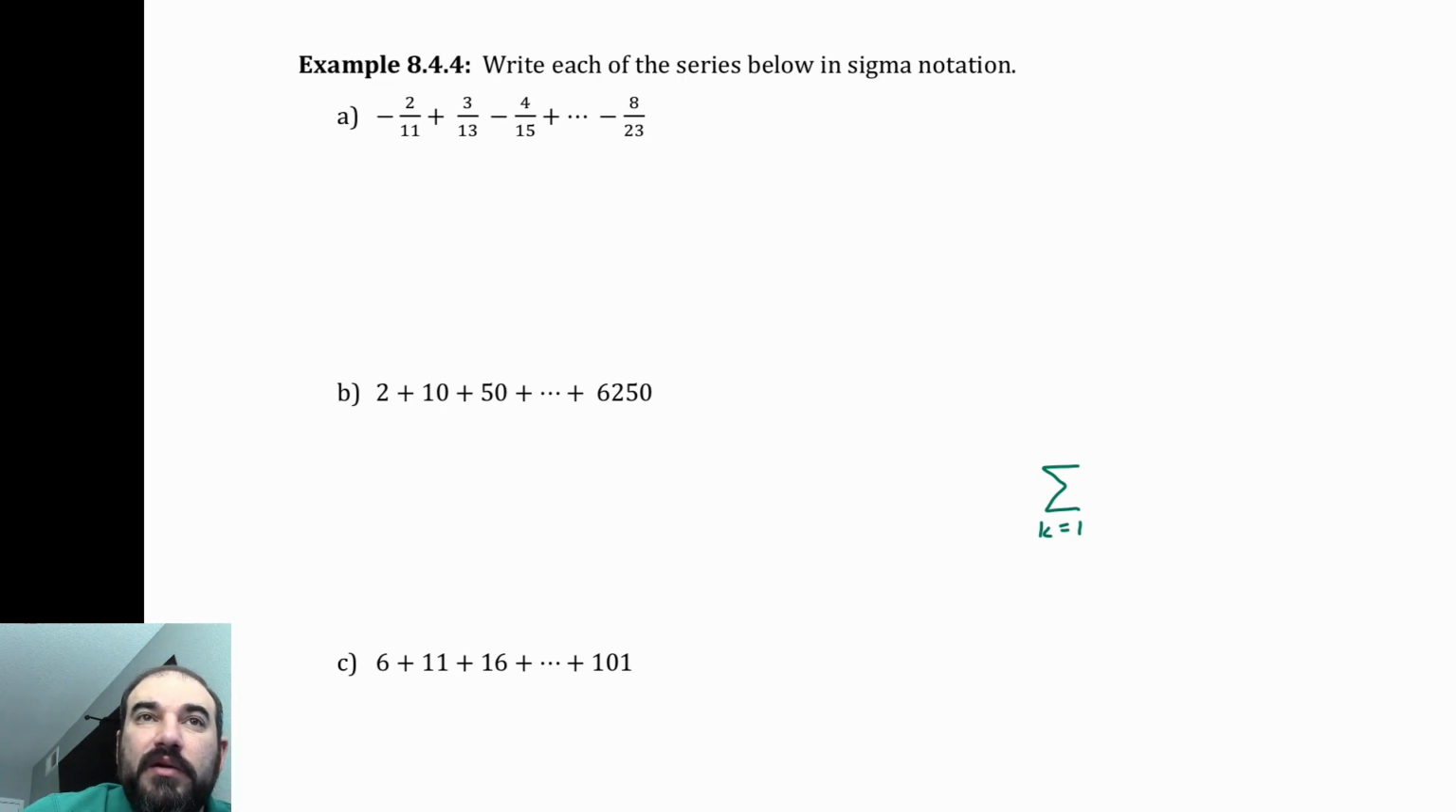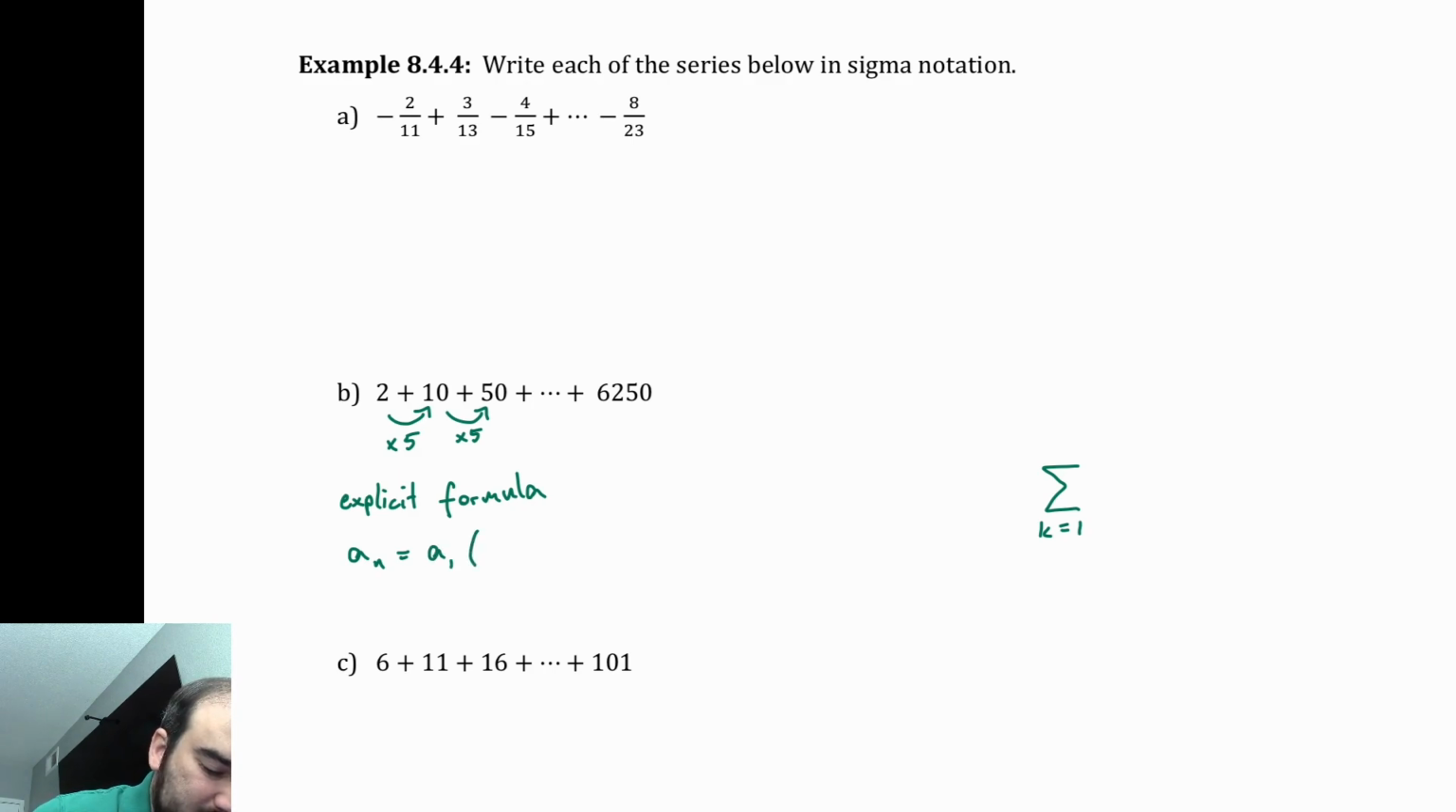Are we adding a number every time, or are we multiplying by something every time from one term to the next? We're multiplying. Good. We're multiplying by 5, right? Times 5, times 5. So if you remember the geometric explicit formula, a sub n equals the first term times r to the n minus 1 power.